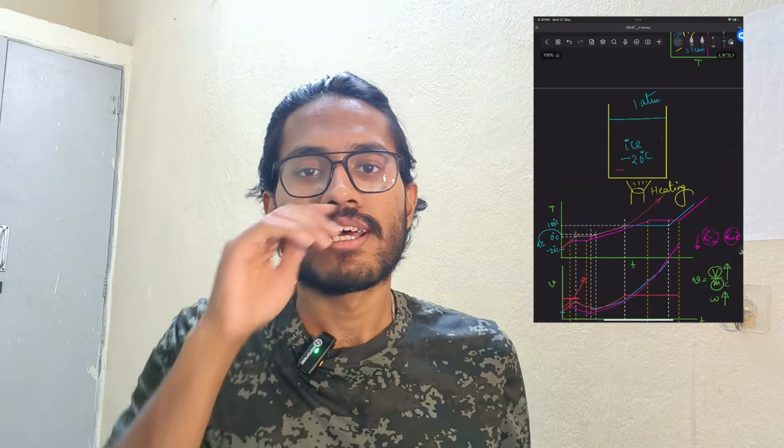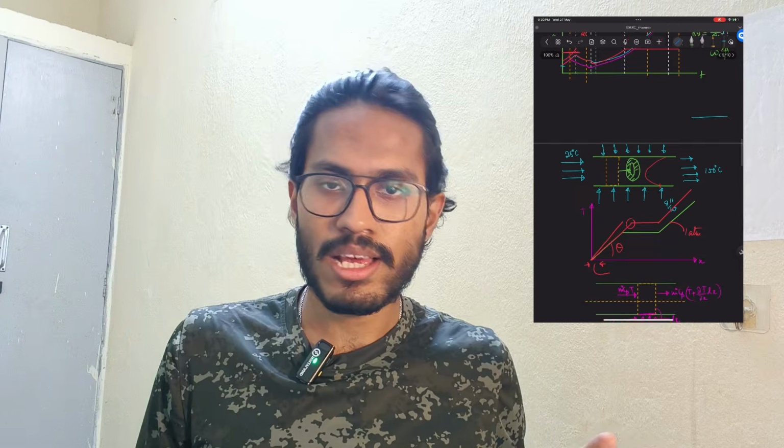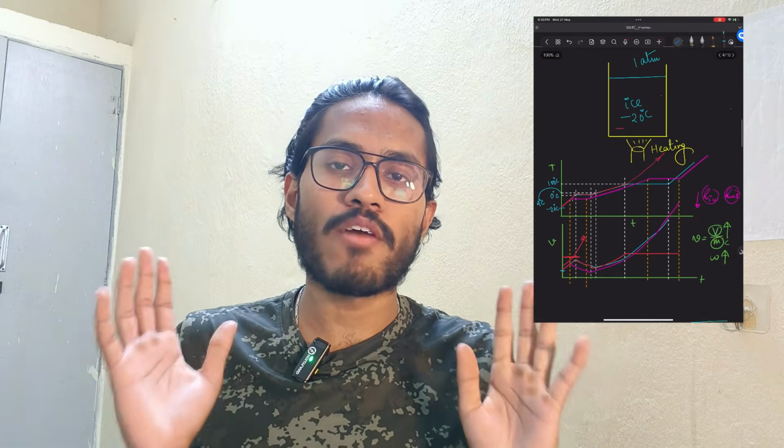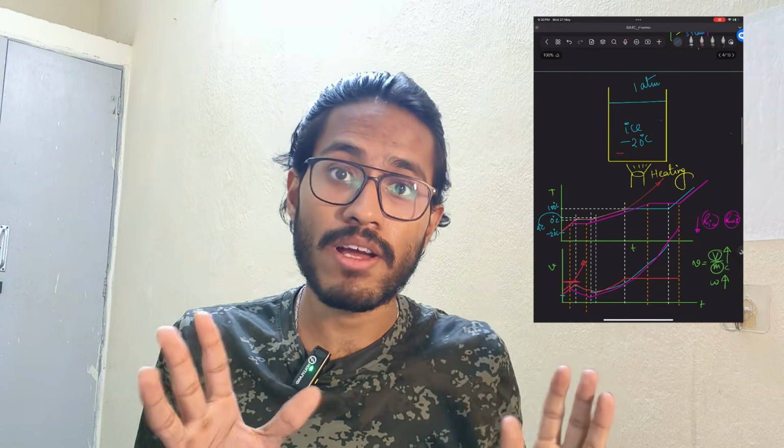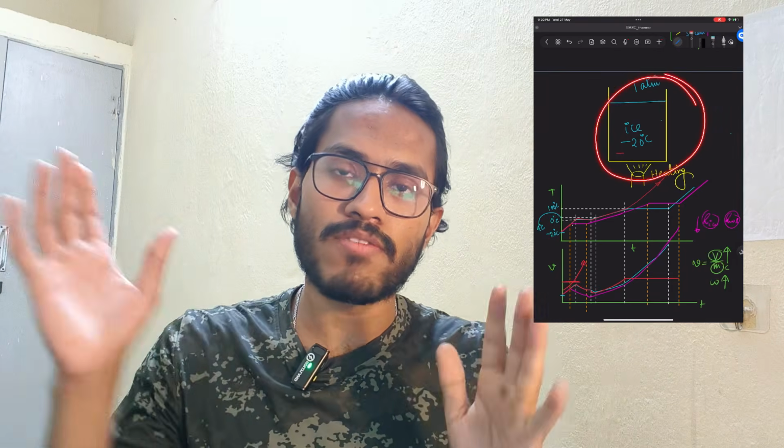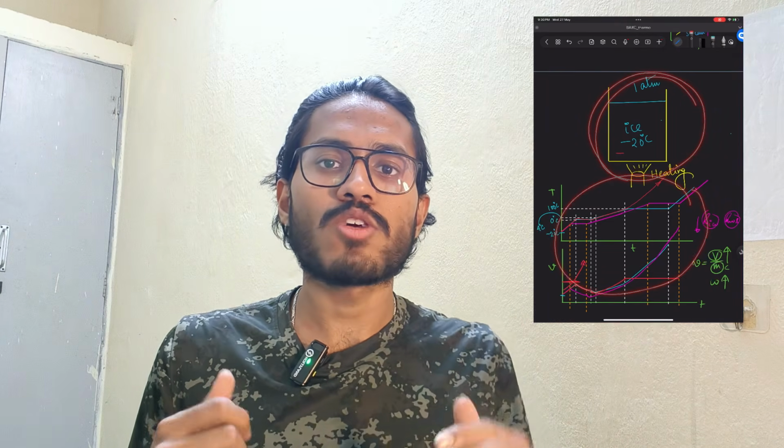I was thinking that I will not make the BARC interview course for thermodynamics, but I have got at least 10 comments regarding one simple question: there is a beaker in which you have ice at minus 20 degrees Celsius and you are heating it. You have to draw the temperature versus time graph, and then the specific volume versus time graph. Also, if you close the beaker with a lid, then you have to draw the same graphs on the same plot to compare.